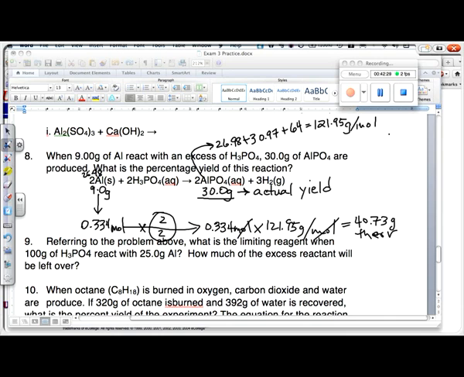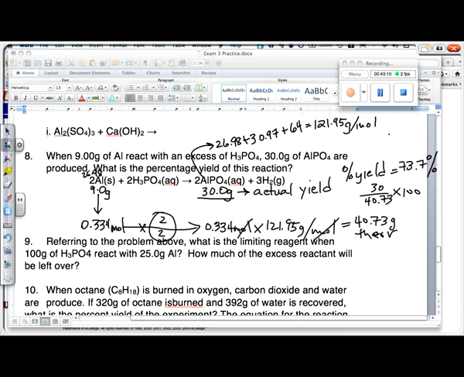Okay. Percentage yield is actual over theoretical, so 30 over the 40.73 times 100. And I end up with 73.66%. Oops, 73.66.